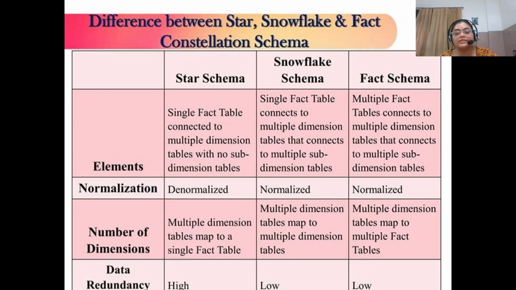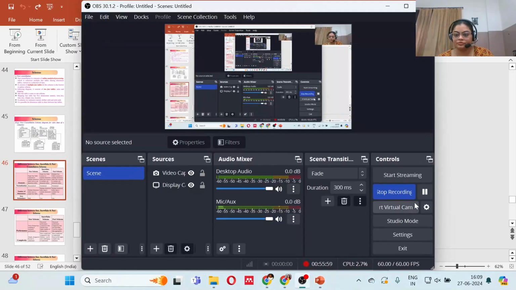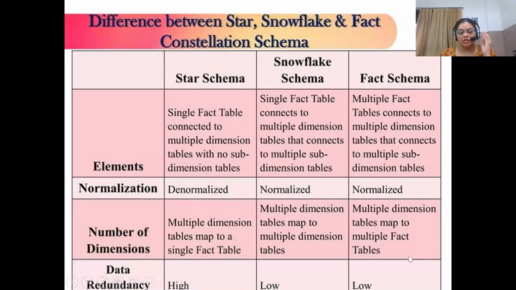But in snowflake, a single fact table connects to multiple dimensional tables and that connects to multiple sub dimensional tables. But in fact constellation schema, multiple fact tables connect to multiple dimension tables that connect to multiple sub dimensional tables. In terms of normalization, star is denormalized, and snowflake schema is normalized and fact schema is normalized.